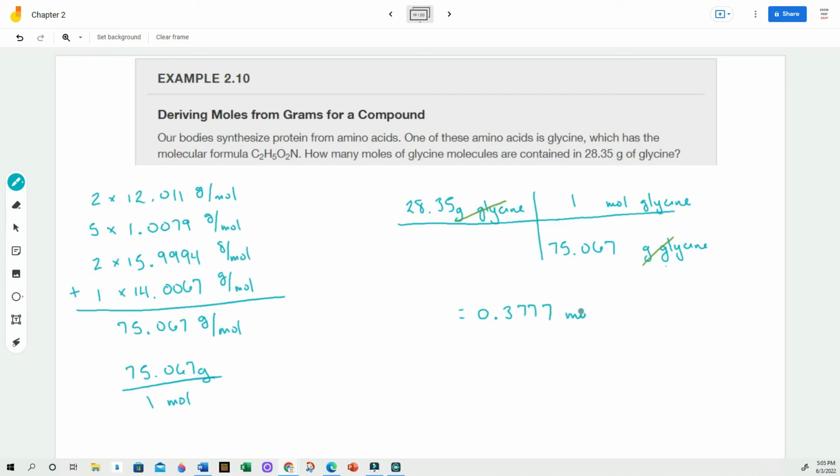I get 0.3777 moles of glycine. Now, the one thing I will point out is that the text only gives 3 sig figs for this answer and not 4 sig figs, but our molar mass here has 5 sig figs, and they gave us 4 sig figs here. So really the answer should have 4 sig figs, not 3.